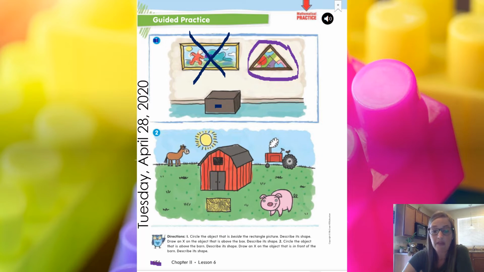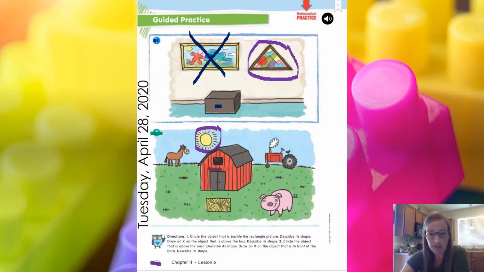Good job. Let's come down here to number 2 where you see the farm picture. It says to circle the object that is above the barn. So here's the barn. Look above it. What shape is above it? Good. It's the sun. The sun's in the shape of a circle. Describe it to me. How many sides does it have? How many vertices? Good job. 0 sides and 0 vertices.